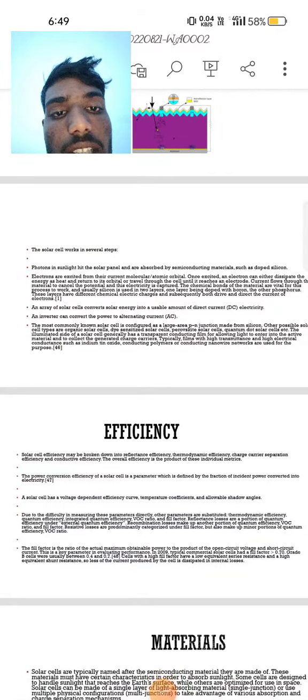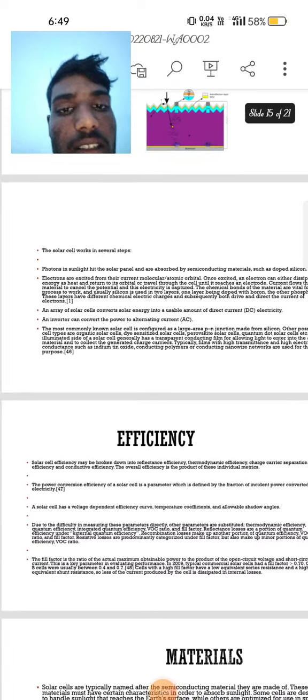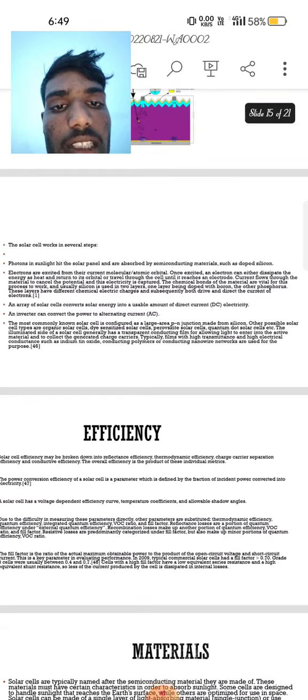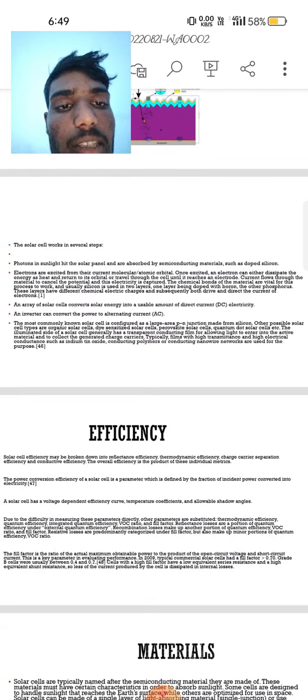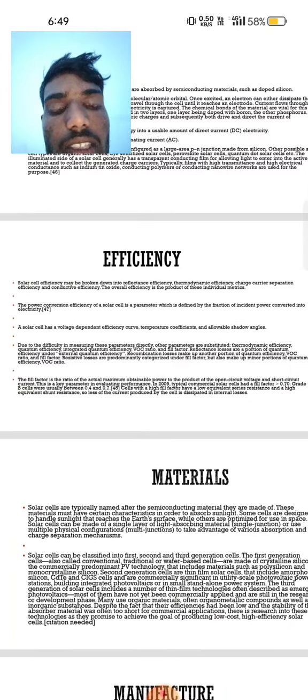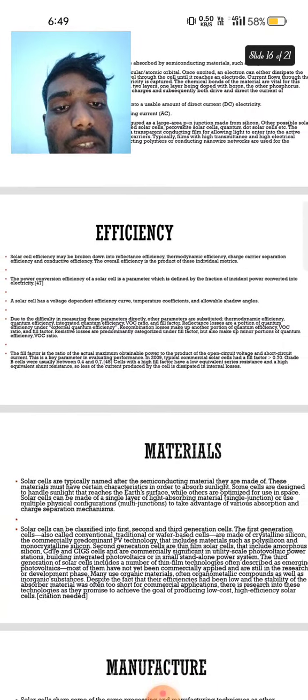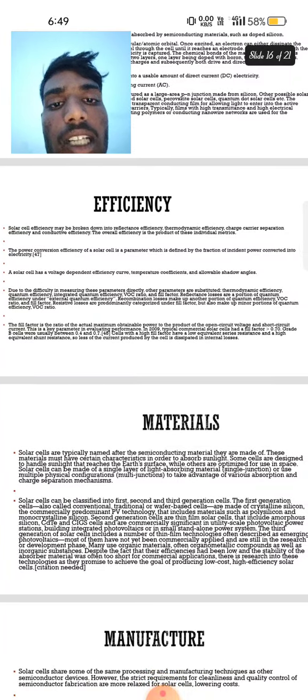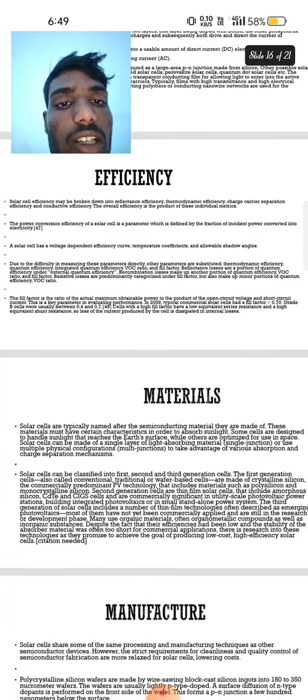The solar cell works in several steps. Photons in sunlight hit the solar panel and are absorbed by semiconducting materials such as doped silicon. An array of solar cells converts solar energy into a usable amount of direct current electricity. An inverter can convert the power to alternating current. Solar cell efficiency may be broken down into reflectance efficiency, thermodynamic efficiency, charge carrier separation efficiency, and conductive efficiency. The overall efficiency is the product of these individual metrics.